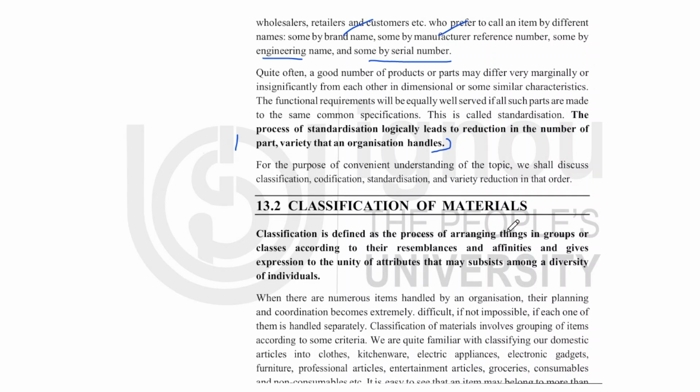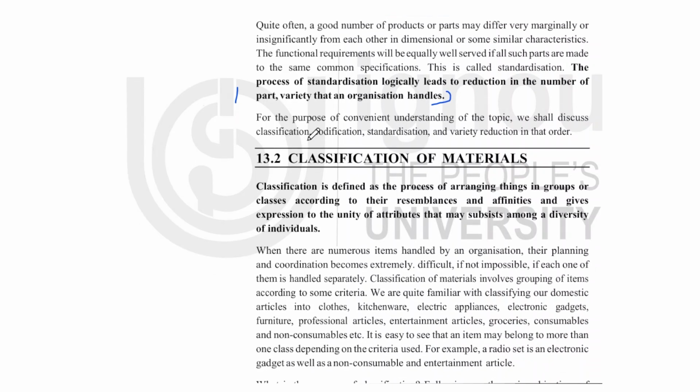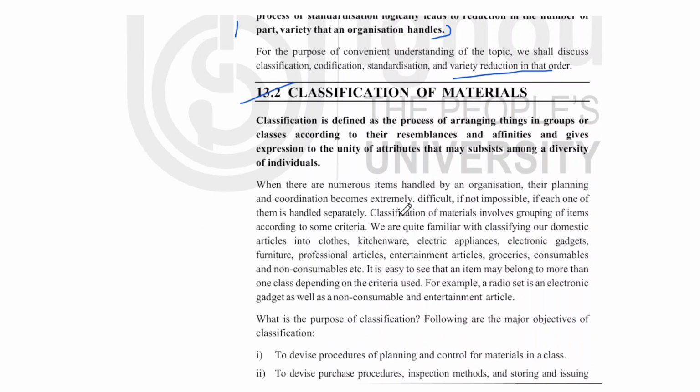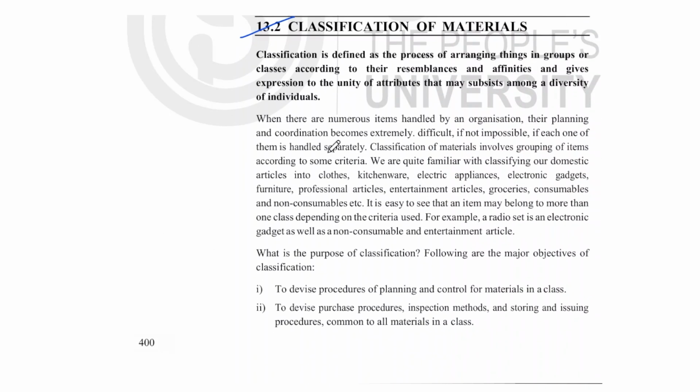Okay, and for the convenient understanding of the topic, we shall discuss classification, codification, standardization and variety reduction in that order. Okay, so first of all, we will discuss classification of materials. So, what is classification? Classification is defined as the process of arranging things in groups or classes according to their resemblance and affinities, and gives expression to the unity of attributes that may subsist among a diversity of individuals.